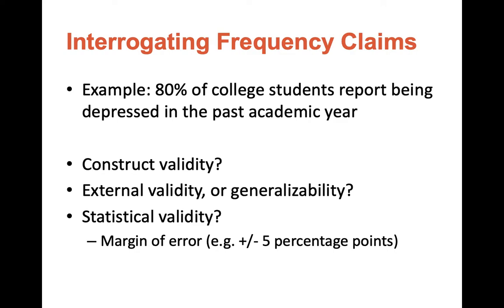The external validity really speaks to how generalizable the results are. So if we want to make the claim 80% of college students, where did the college students who participated in the study come from? Were they from just one college? Were they from several colleges? Were they community college students, university students? Was there a good sampling of ages? Right? So we would want to add, what about majors? Right? So we want to say who actually participated.